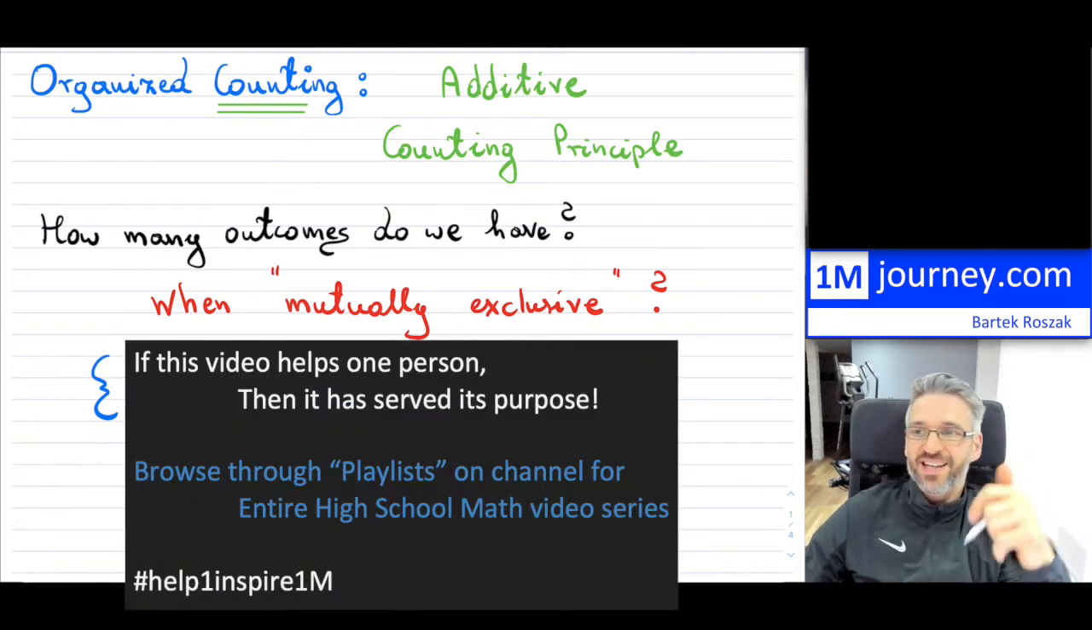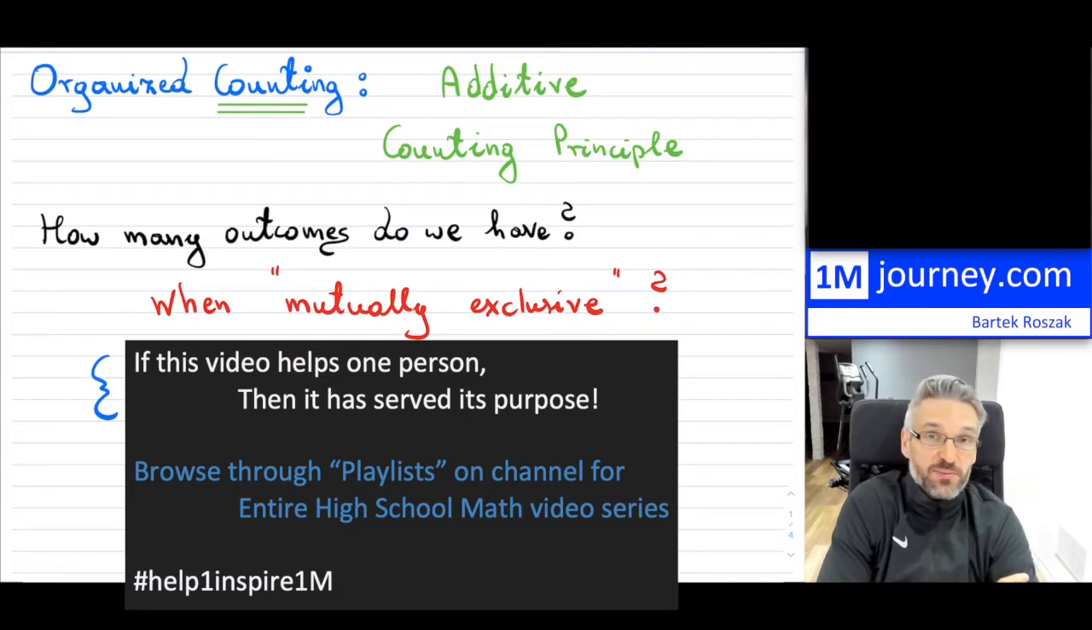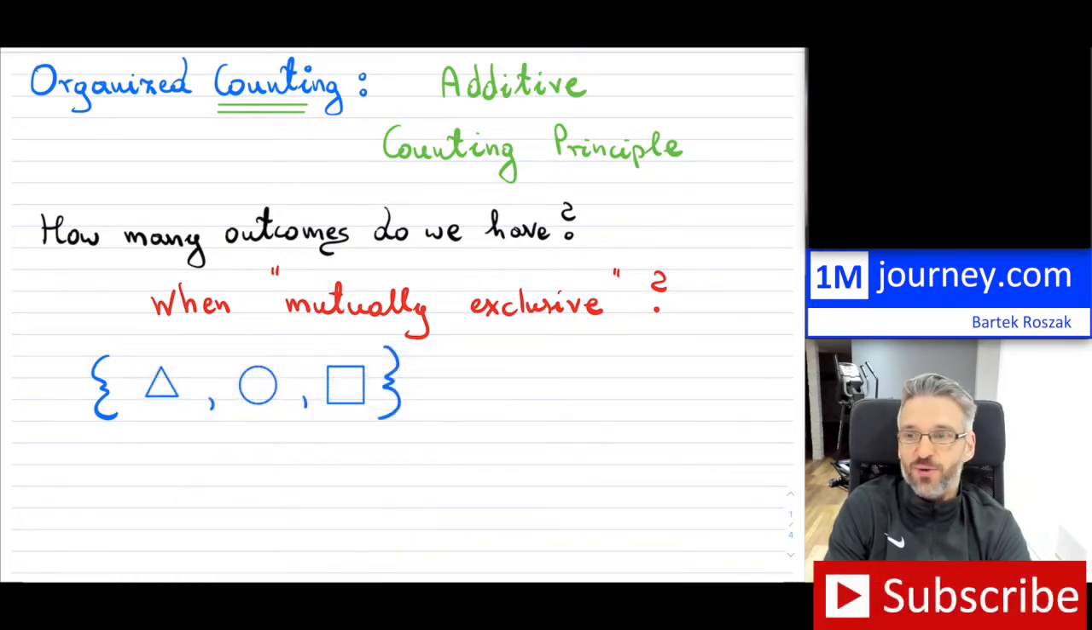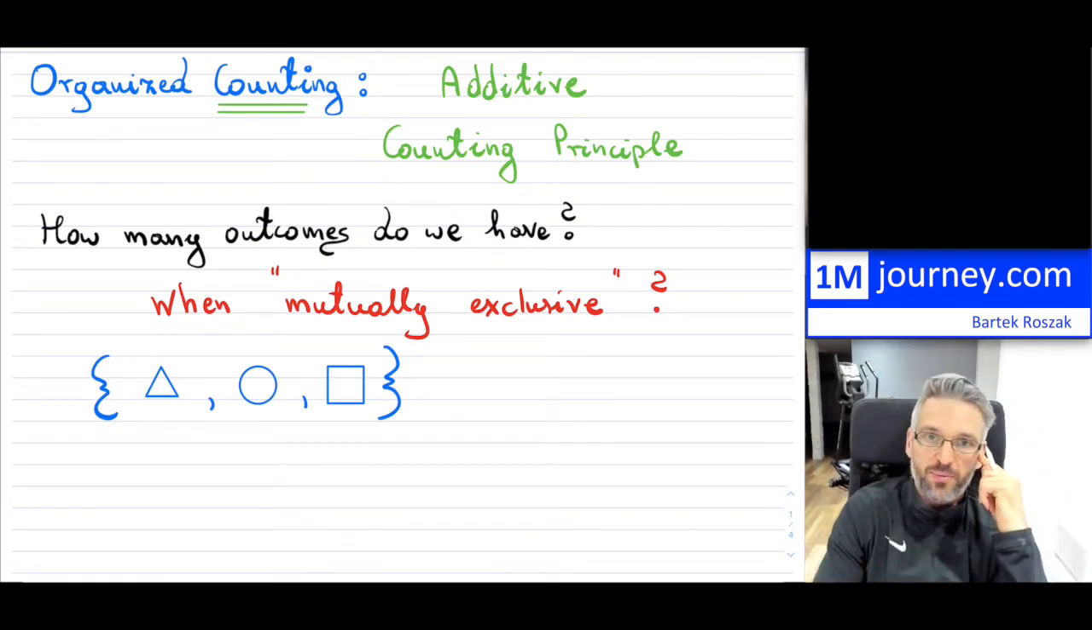2, 1. So organized counting, additive counting principle. Now, when you're going to be doing organized counting, you typically ask yourself the question, how many outcomes do we have from a particular situation? And it is a very popular thing to start with when you're beginning probability.